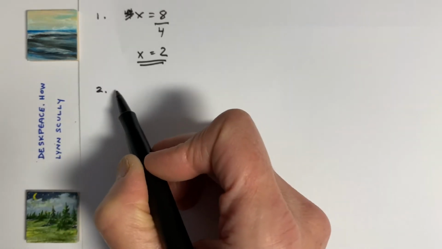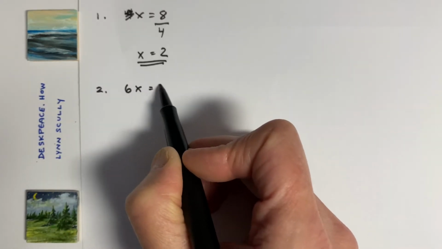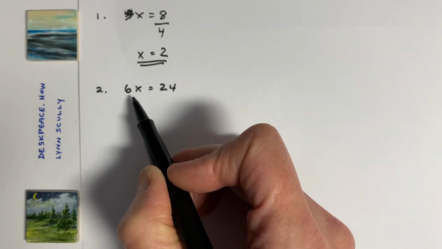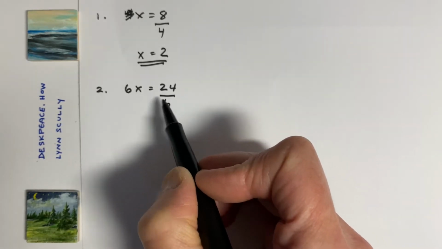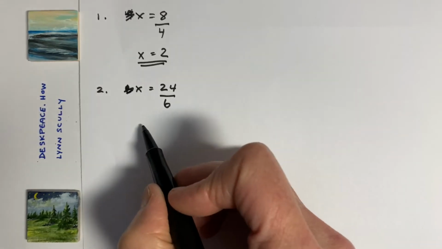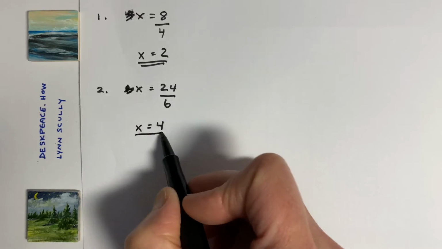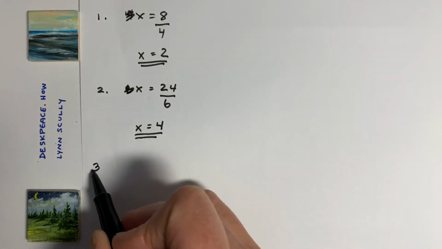Number 2, 6x equals 24. 6 is attached to x by multiplication. Move it by division to the other side of the equal sign. 24 divided by 6 is 4.